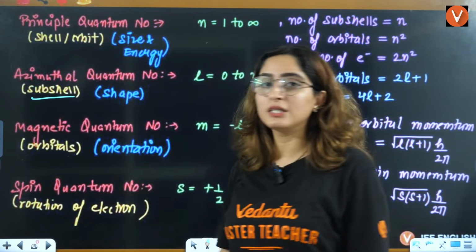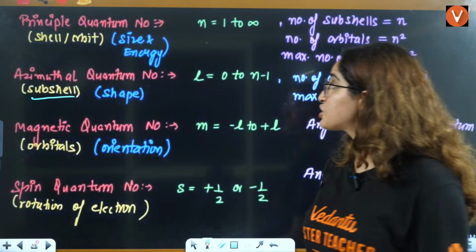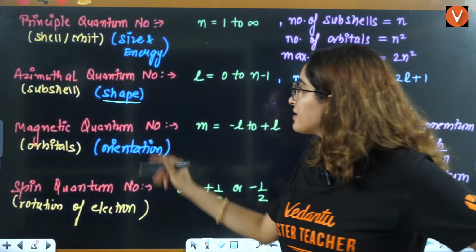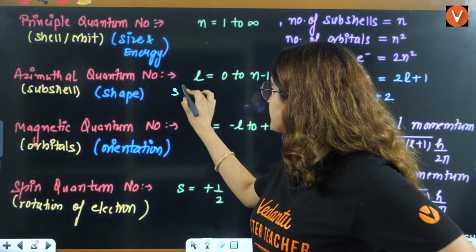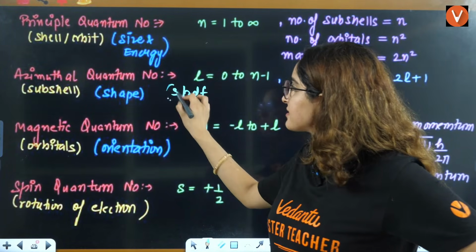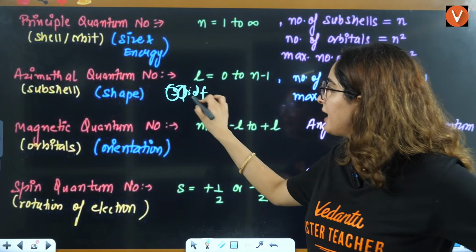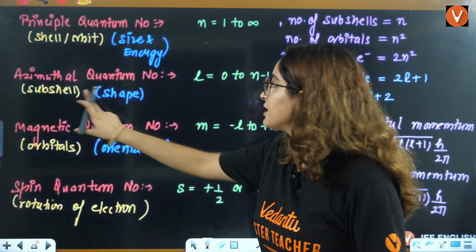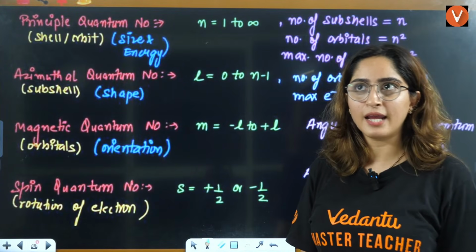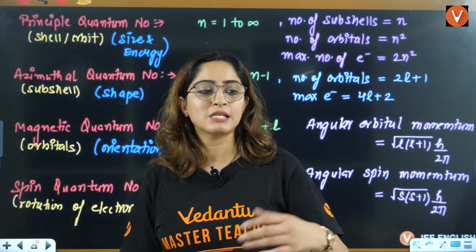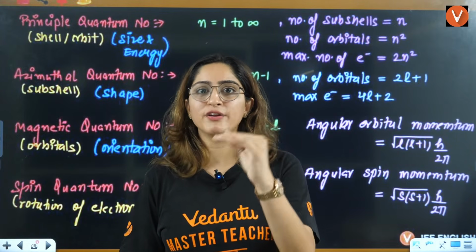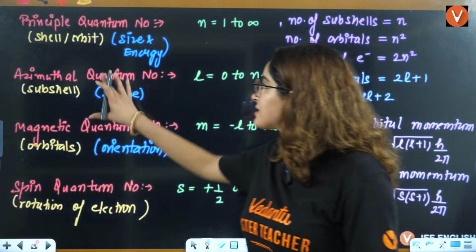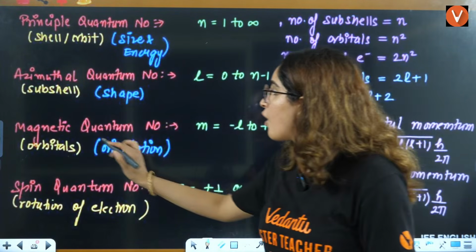This will tell you the subshell, and that will tell you the shape, because a subshell can be S, P, D, F. S has a different shape, P has a different shape, D has a different shape, F has a different shape. So each subshell is going to tell you the shape. If you see the house, every house will have its own architecture. Similarly, this house is going to tell you the shape.